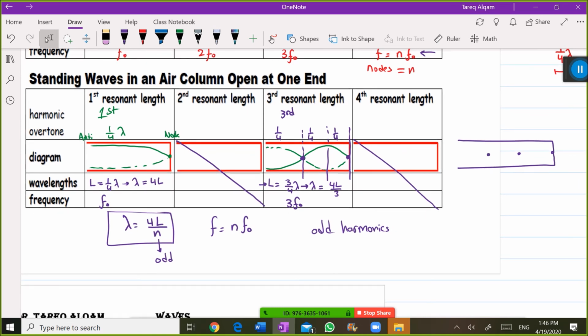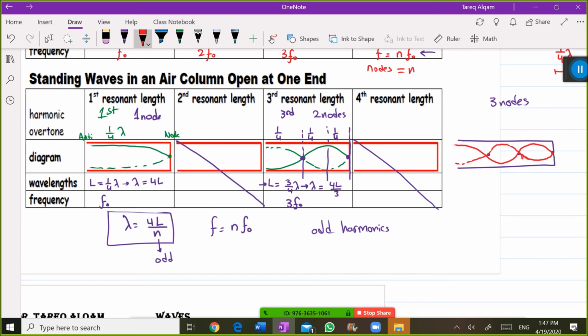Look with me. Here we have one node. In the next harmonic we must have how many nodes? Two nodes. In the next harmonic we must have three nodes, and so on. Right or not? This is the pattern we are following. If I draw a wave, a standing wave like this, with an antinode at the open end, the fifth resonant length has three nodes. Now we know why we called it fifth, because we are following the pattern.